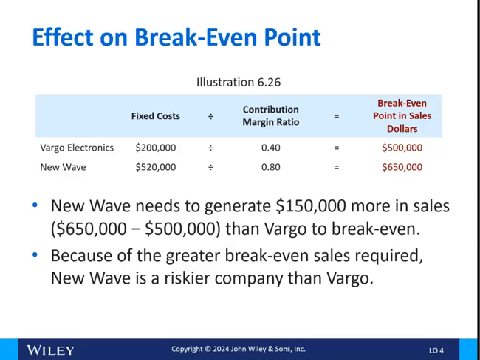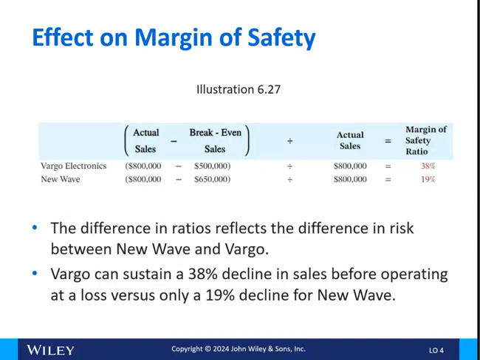Because of the greater break-even sales required, New Wave is a riskier company than Vargo. So we'd say it's riskier because they have to sell more, and then they're also looking at, if they lost sales, they would get negatives quicker.